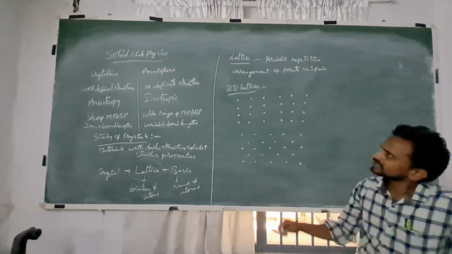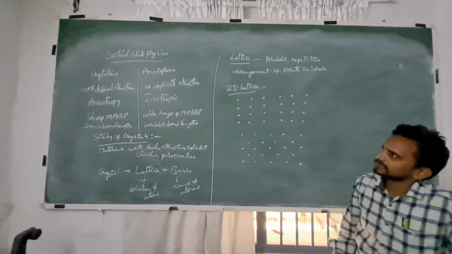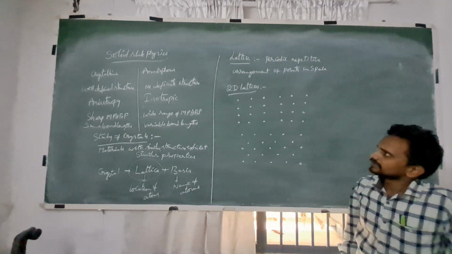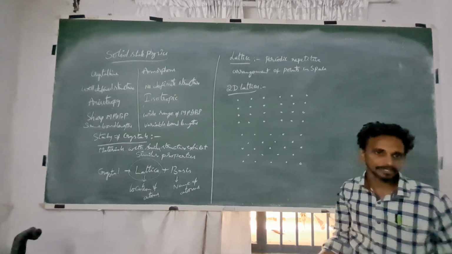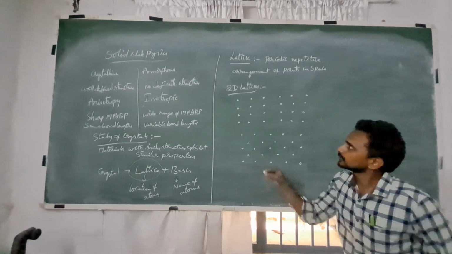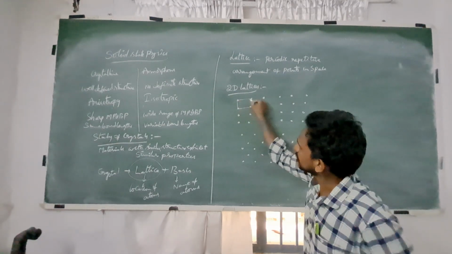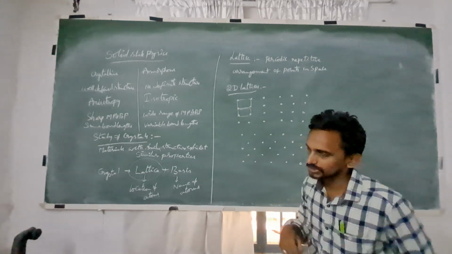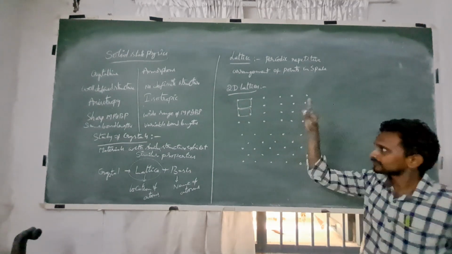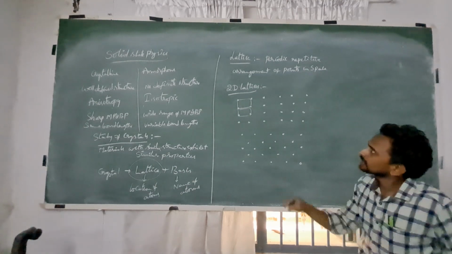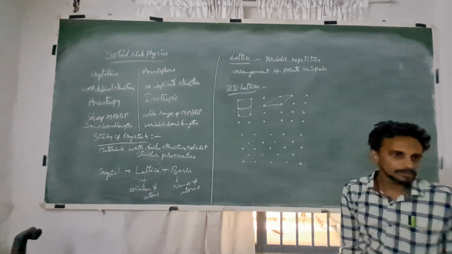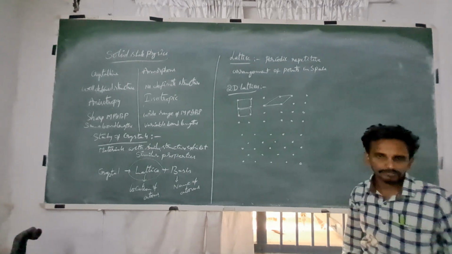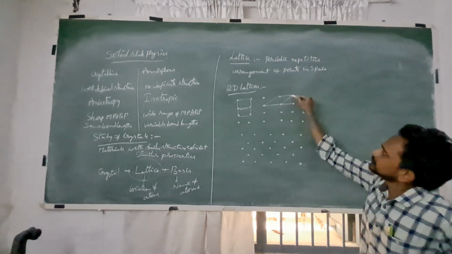So you can connect these points in any order and we get a periodic repeating structure. Suppose if I connect these points like this, I get a square lattice and the structure is repeating. I can also connect these points in the shape of rhombus and the structure repeats.